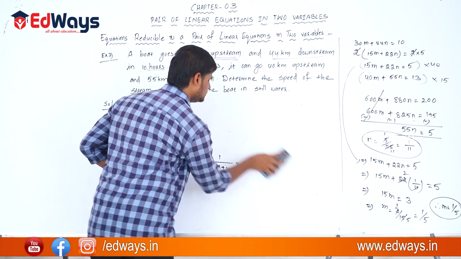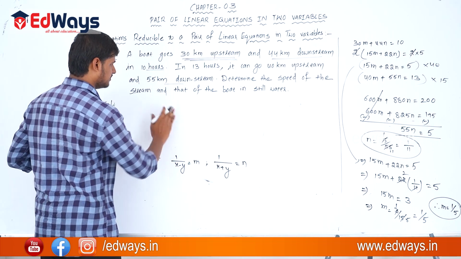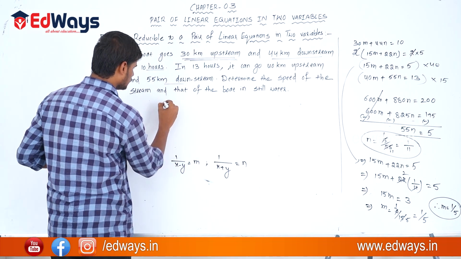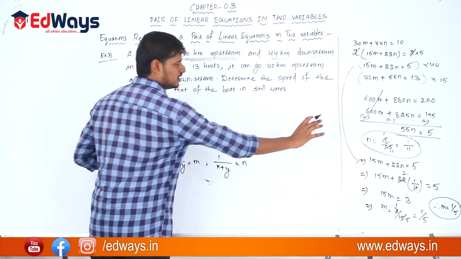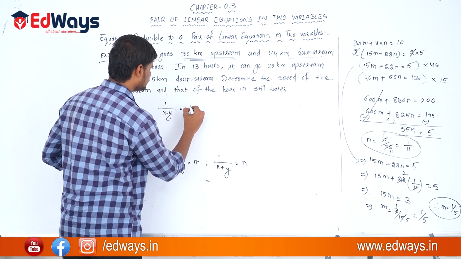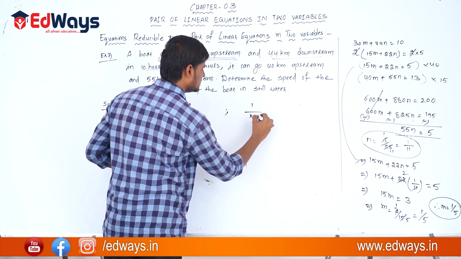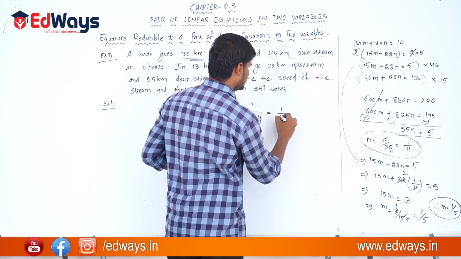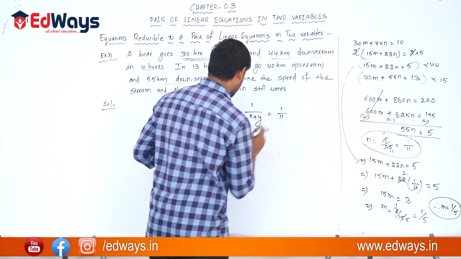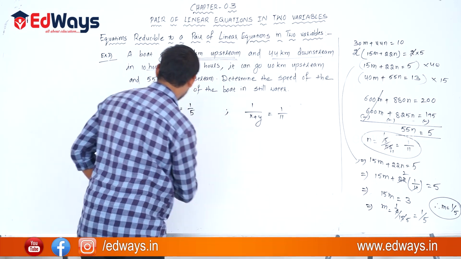Here we assumed 1 by (x minus y) is equal to m, so 1 by (x minus y) is equal to, in place of m I can substitute 1 by 5, and similarly 1 by (x plus y) is equal to, in place of n I can substitute 1 by 11. Let us solve these two equations.